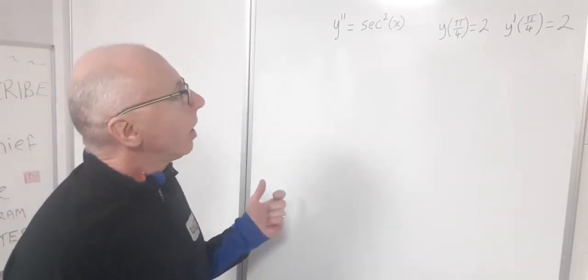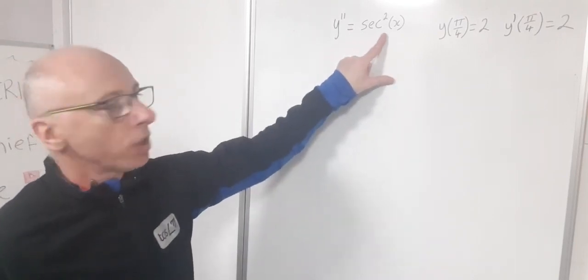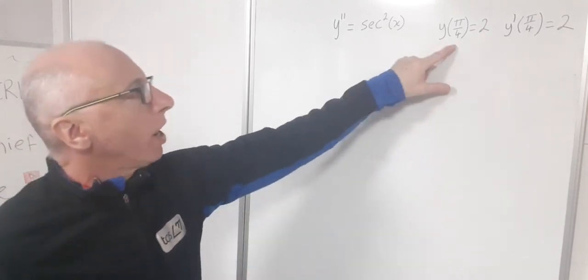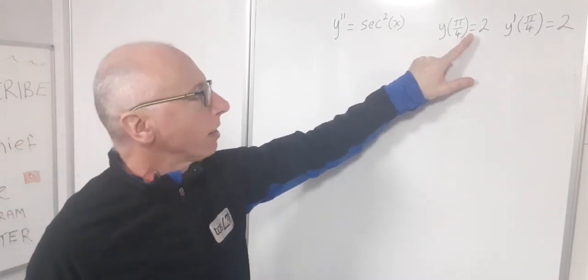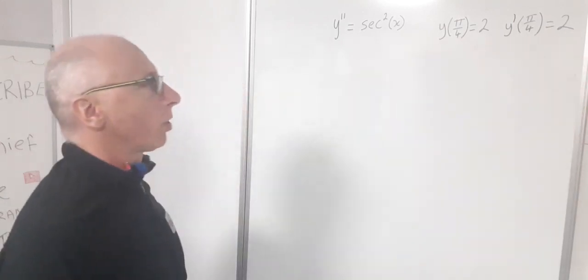So we've got a second order linear differential equation here. y double prime equals secant squared of x, and these are our conditions. At pi over 4, the value of y of x equals 2, and the derivative at pi over 4 is also 2. So, curious conditions there.